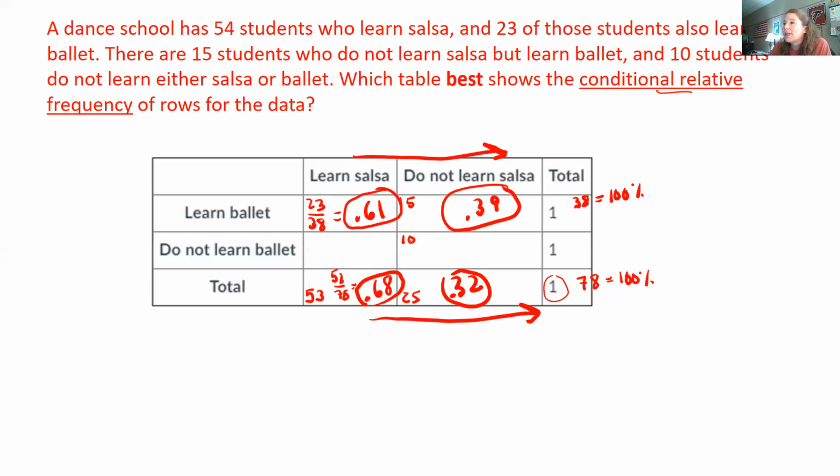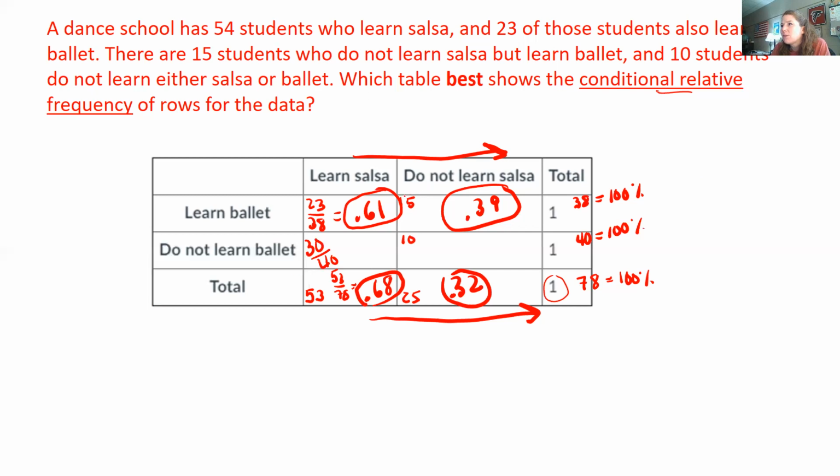And then what would be this number? Let's see, if this was 23 and this was 53, this would have to be 30, right? And so 30 plus 10 is 40. So 40 represents 100% of this row that did not learn ballet. So 30 out of 40, that doesn't seem right. Did I miss something? Did I get my numbers right?